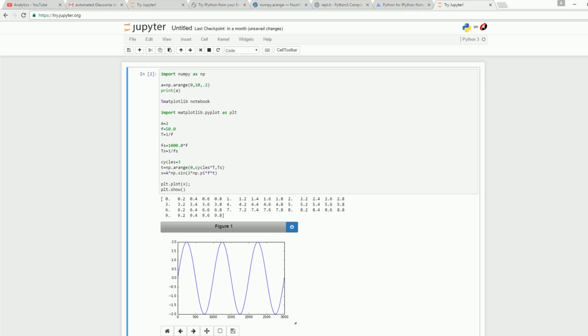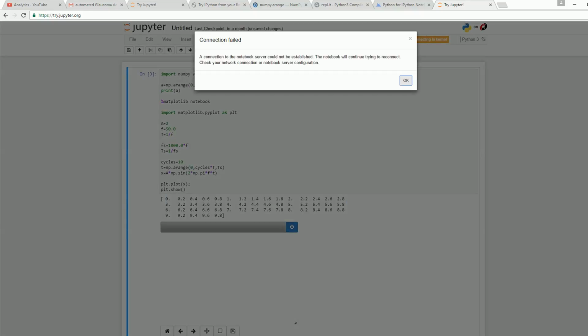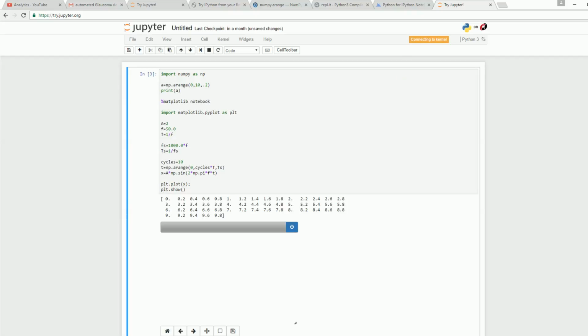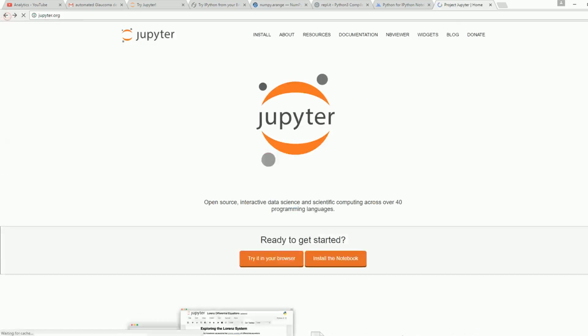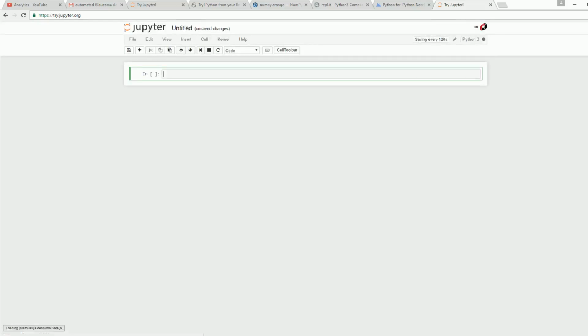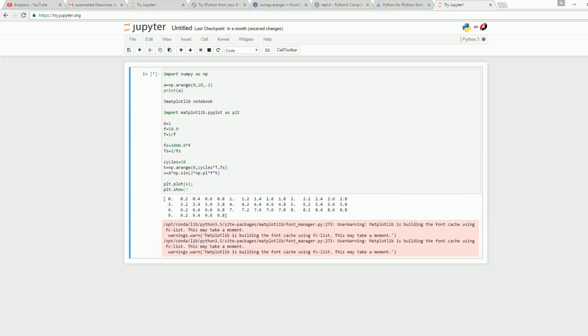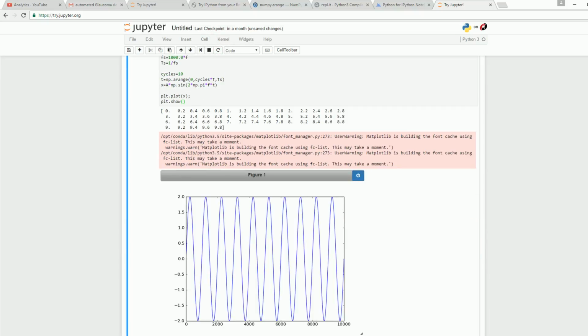What if I make it 10 cycles? Instead of 3, what if I make it 10 cycles? Cell, run cells. You are not going to get 10 cycles, there's a problem there. So I'm going to put this first. So 10 cycles of the sinusoidal signal.